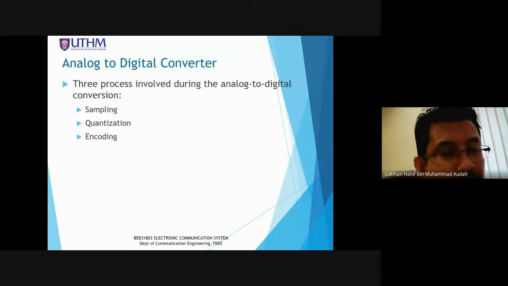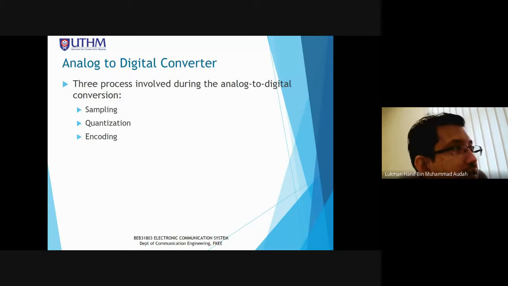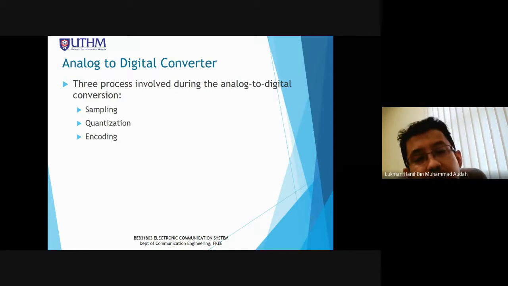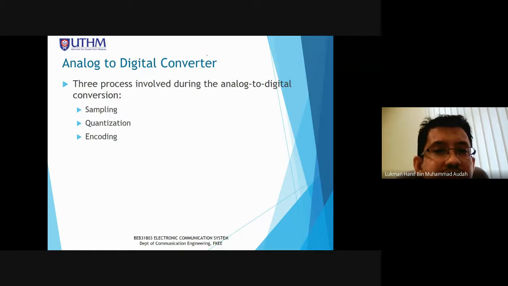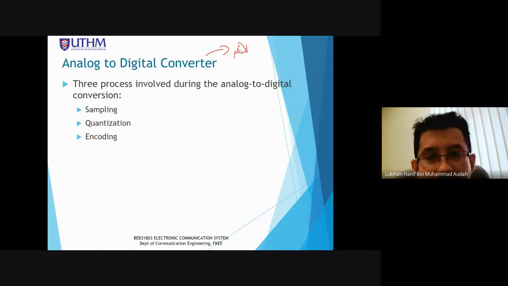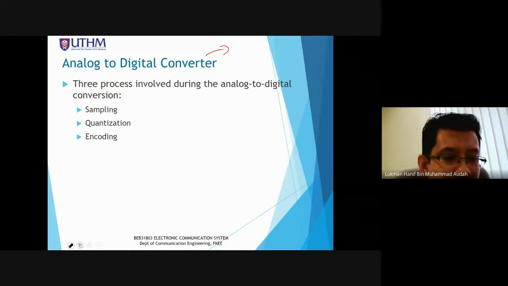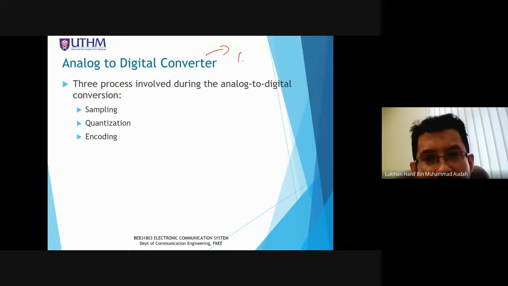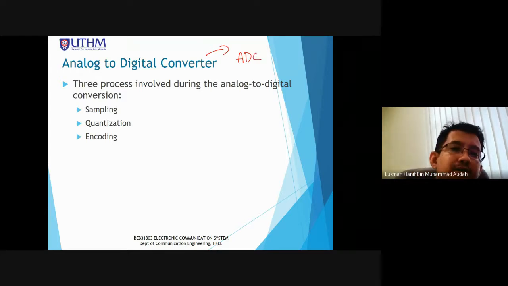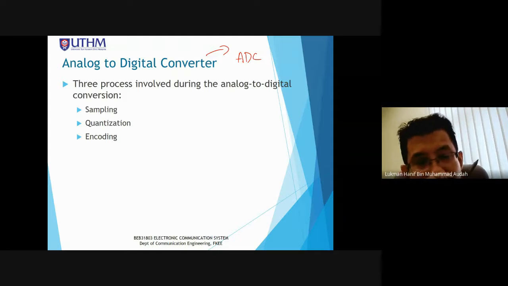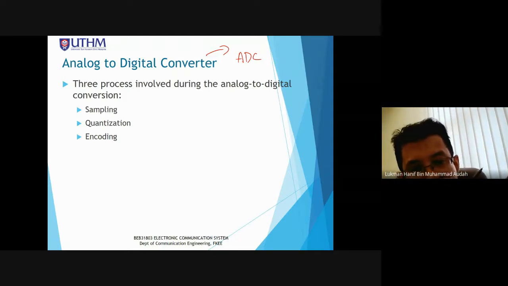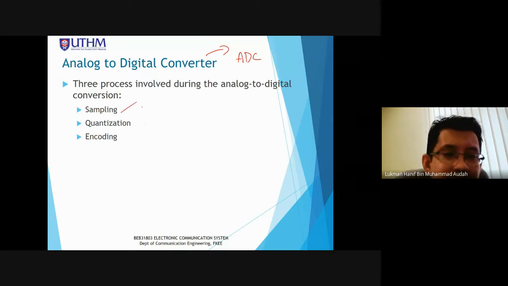So, how to convert analog to digital signal? Okay, how to convert? So ini berlaku prosesnya dalam transmitter, ada dipanggil sebagai ADC. Biasa kalau kamu lihat dalam buku ada disebut ADC. So ADC is analog to digital converter. So ADC will do three processes. Yang pertama adalah sampling, quantization and also the encoding.